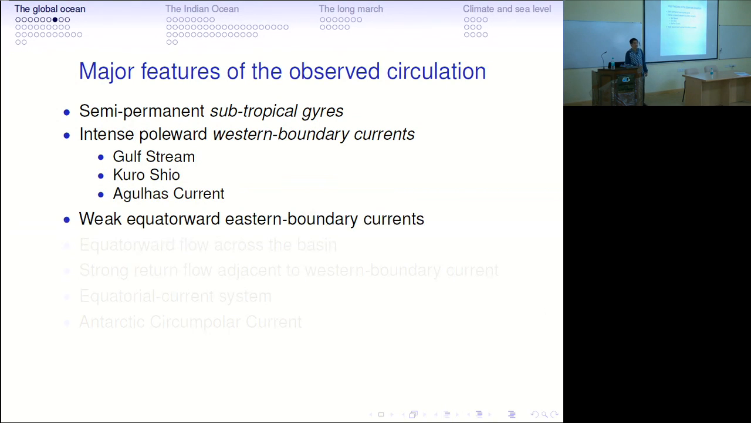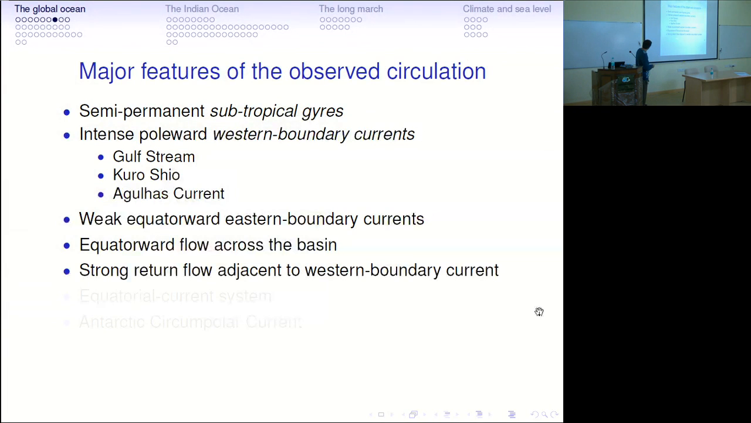There's equatorward flow at the eastern boundary. It's much bigger in comparison to the western boundary current. But this return flow that is equatorward, and that's needed to compensate for mass, you can't accumulate mass at the poles, is seen right across the basin. So it's almost as if you have a delta function western boundary current, and you have a return flow that extends all over the basin. The other thing that is seen in the data is a strong return flow just to the east of the western boundary current.